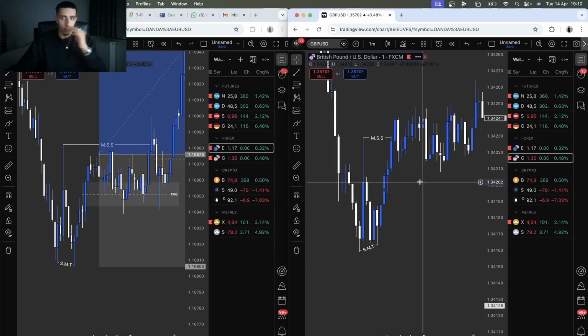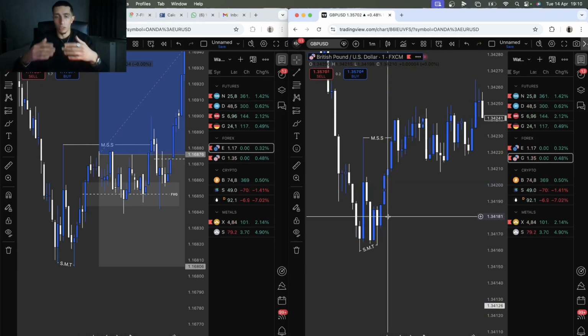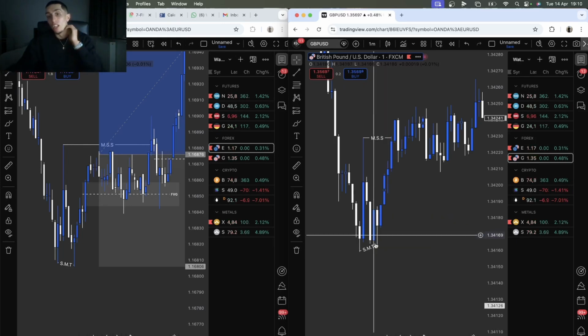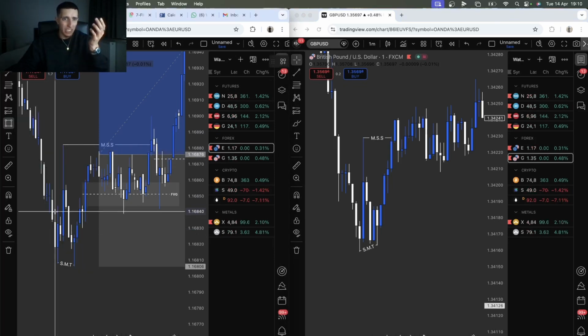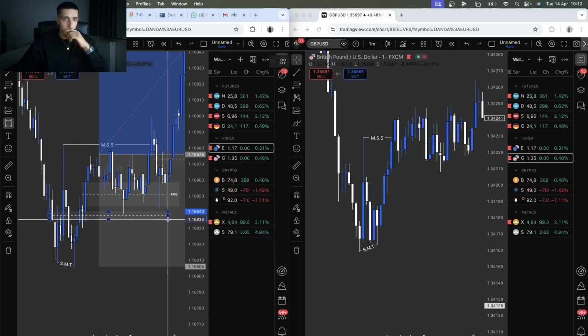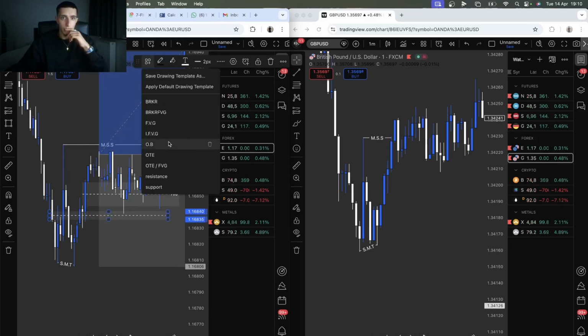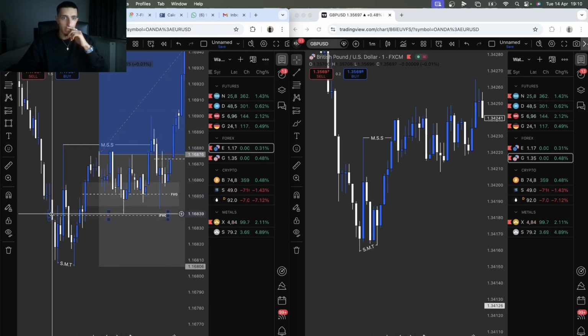Okay, so step one is SMT. Again, we're going to recap over this. SMT is when one pair takes out liquidity but the other pair fails to do so, right? So the SMT is on Euro USD and GBP USD. Then we are waiting for a market structure shift, but at the same time, you can use these as an extra confirmation, I guess, right here. This is an inverse fair value gap as well. There we go, we can mark that as an inverse fair value gap. So SMT, inverse fair value gap, and then market structure shift.